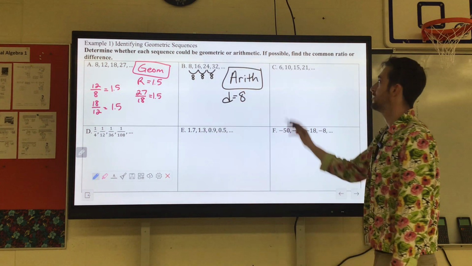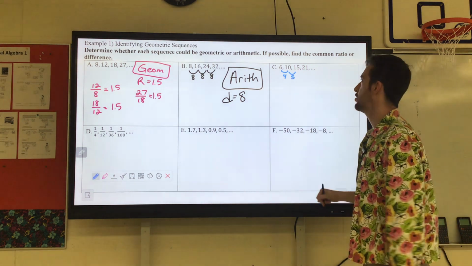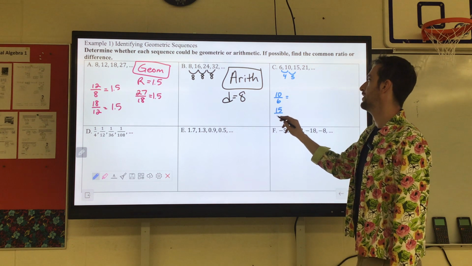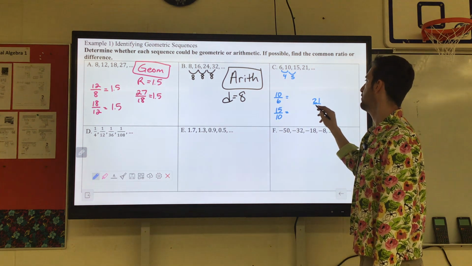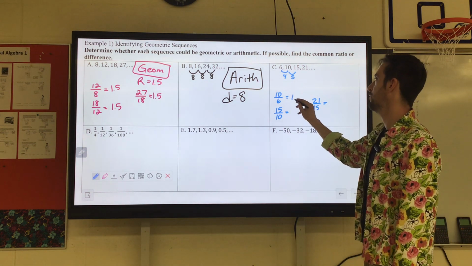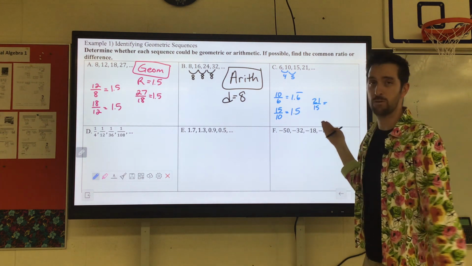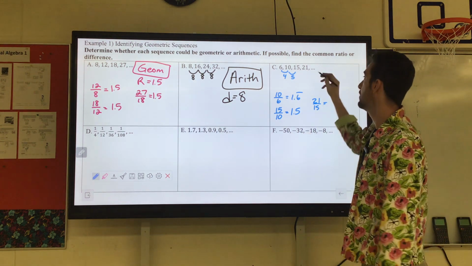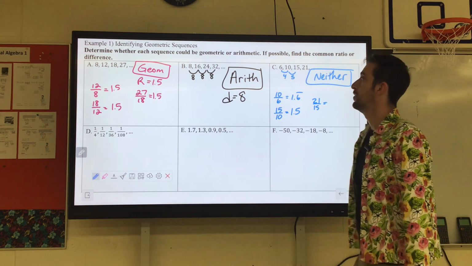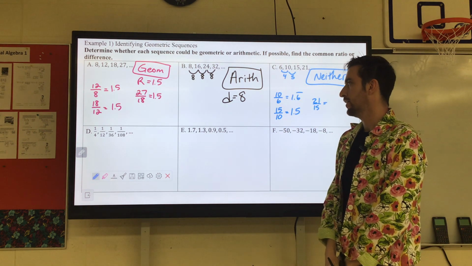All right, this last one, 6 to 10 is 4, 10 to 15 is 5, so arithmetic out. Let's check geometric. 10 divided by 6, 15 divided by 10, 21 divided by 15. These would all have to work out to the same number. So this would be like 1.6 repeating. 15 divided by 10 is 1.5. It's already different. Who cares what 21 divided by 15 is? It's not the same. So this would be neither. So there might be a pattern, but it's not a geometric or arithmetic sequence. So we're done.